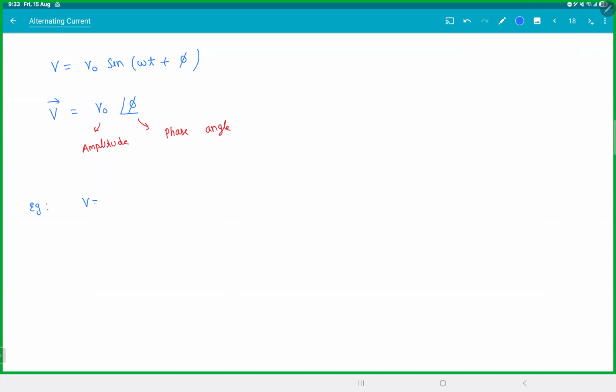Example: if I give you v equals 2 sine of omega t plus 30 degrees, the phasor form of this is 2 angle 30 degrees. If you say i equals 10 sine of omega t minus 37 degrees, the phasor form of current will be 10 angle minus 37 degrees. You can just put the angle inside.